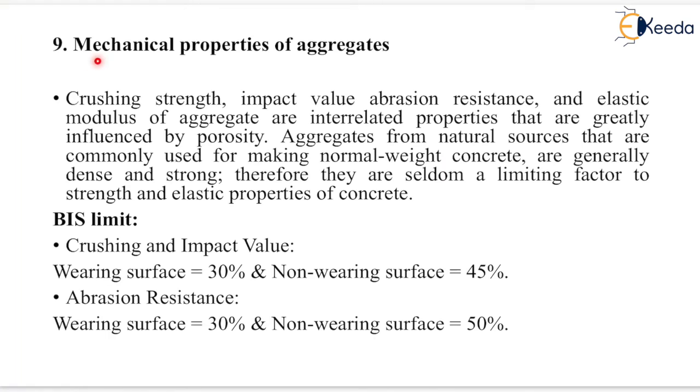Now next is the mechanical properties of aggregates. Crushing strength, impact value, abrasion resistance and elastic modulus of aggregate are interrelated properties that are greatly influenced by porosity. Aggregates from natural sources that are commonly used for making normal weight concrete are generally dense and strong, therefore they are seldom a limiting factor to strength and elastic properties of concrete.